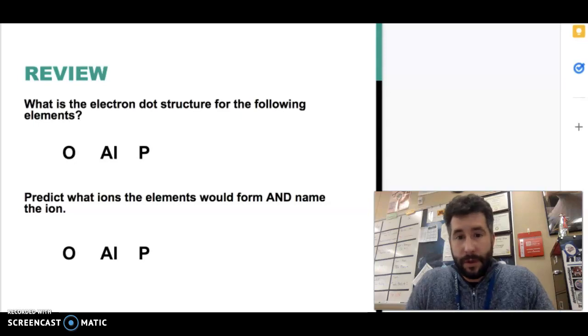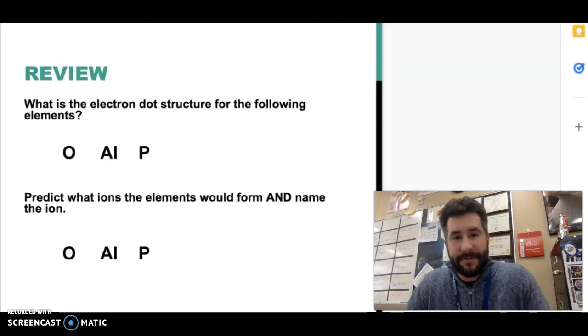So for a review, we can think about oxygen, aluminum, and phosphorus. We want to write electron dot structures and then predict what ions are going to form. Go ahead and pause it and give that a try. Great job, you got it.